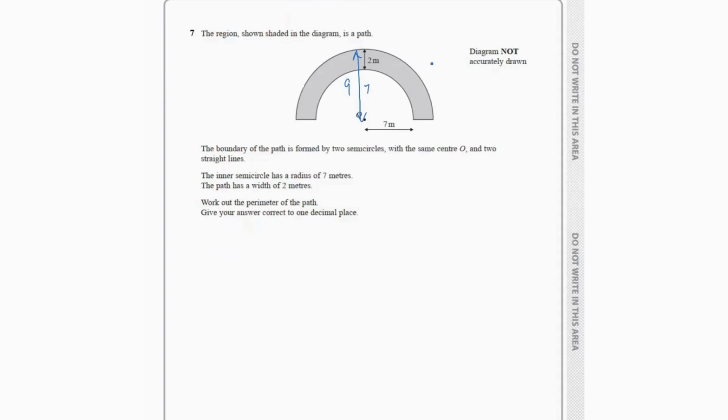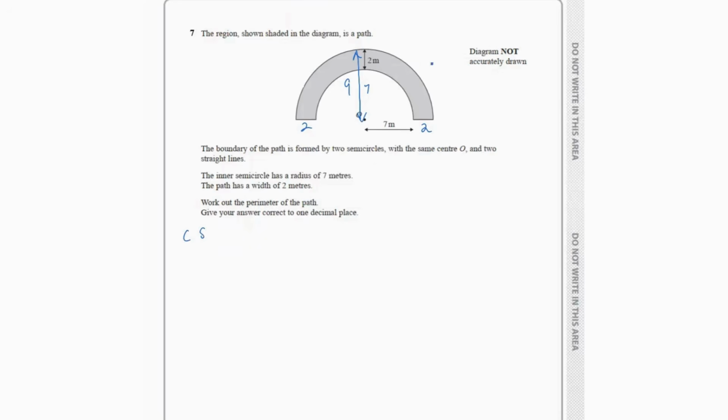Work out the perimeter of the path. So to work out the perimeter of the path, we need the curved part over here. We need the two straight lines. Since the width is 2, these two lines are going to be 2 meters as well. For the curved part, you will use the radius to find the circumference of this semicircle because it's a half circle. And once we have those circumferences, going to add them to each other and to 2 and 2 to get the perimeter of the path.